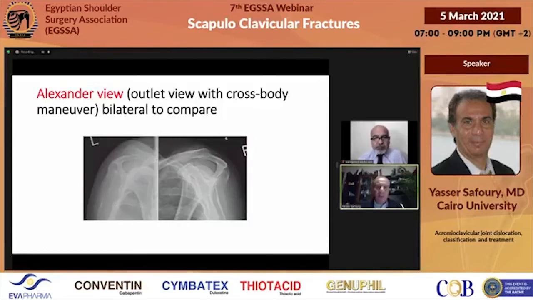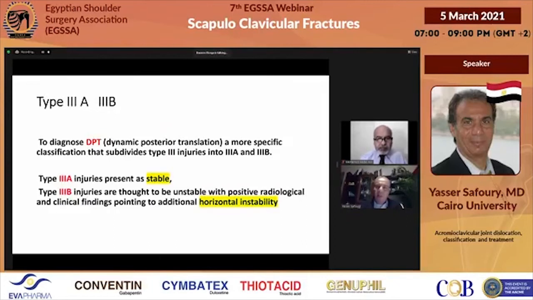But what is important is the Alexander view, a lateral view, which is a cross-body adduction view. This shows if there's any posterior displacement of the clavicle. As you see in the slides here, there's posterior displacement of the clavicle. So this is important to diagnose DPT, the dynamic posterior translation, in which the clavicle goes posteriorly.